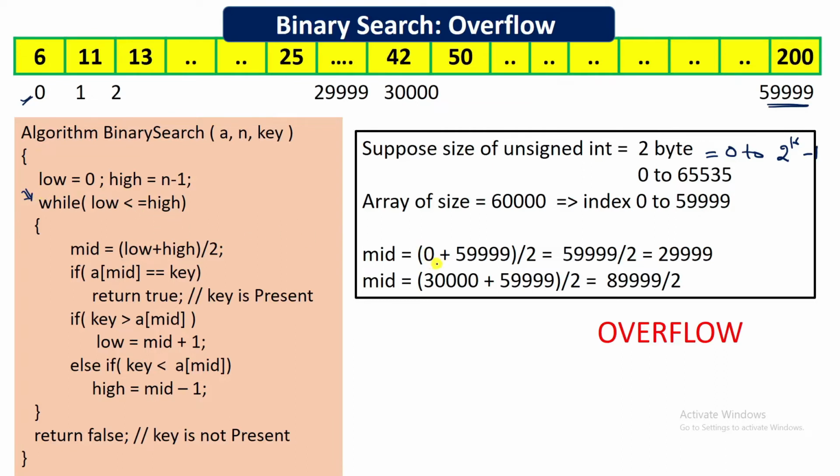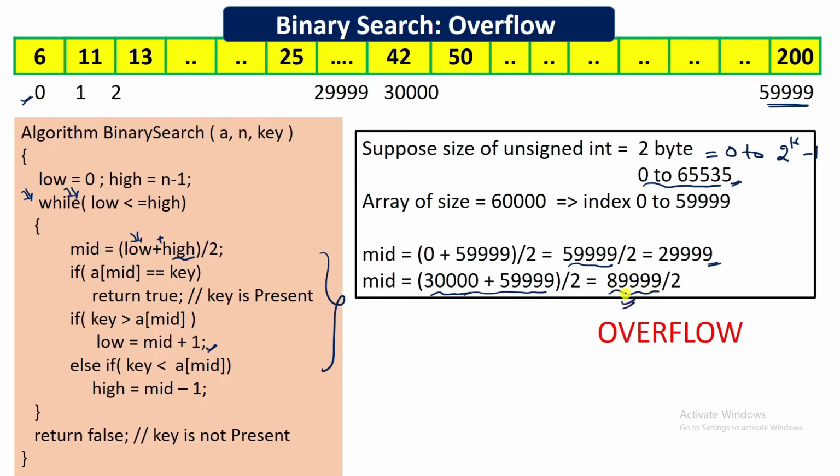For the first time, there will be no overflow, because if you add 0 plus 59,999, it can be adjusted inside this data type. Dividing by 2, this value will also be inside this range. But the next time, when you do mid plus 1, what will happen? Let's say low is mid plus 1. So mid plus 1 is 30,000. Now when you come next time, 30,000 plus high is this one.